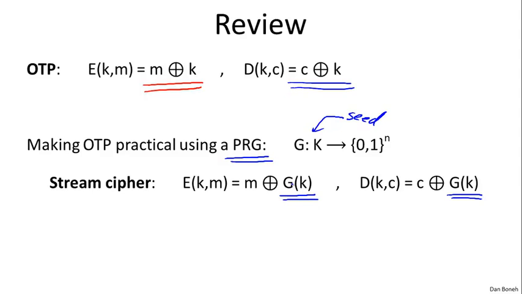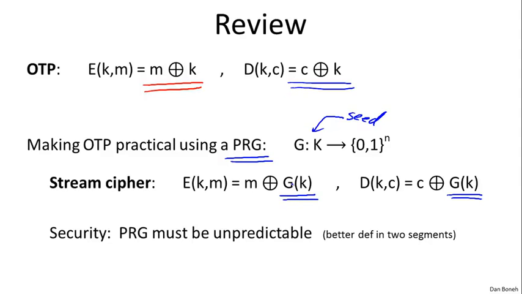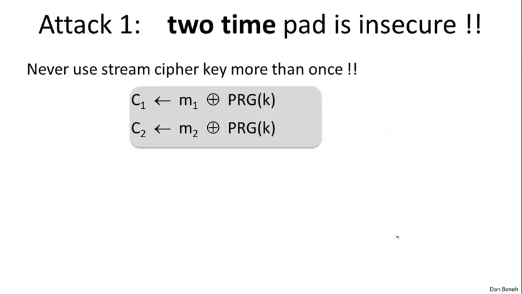We said that security no longer relies on perfect secrecy because stream ciphers cannot be perfectly secure. Instead, security relies on properties of the pseudorandom generator, which essentially needs to be unpredictable. But it turns out that definition is a little bit hard to work with, and we're going to see a better definition of security for PRGs in about 2 segments. But in this segment, we're going to talk about attacks on the one-time pad.